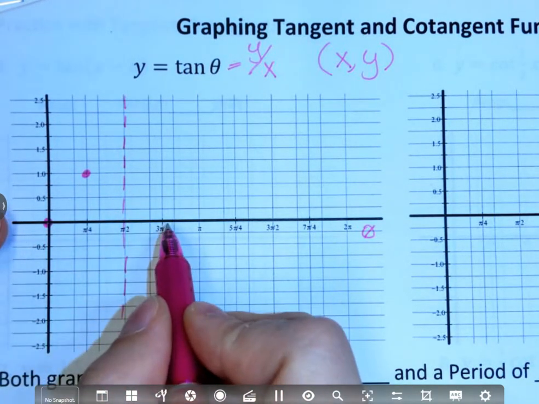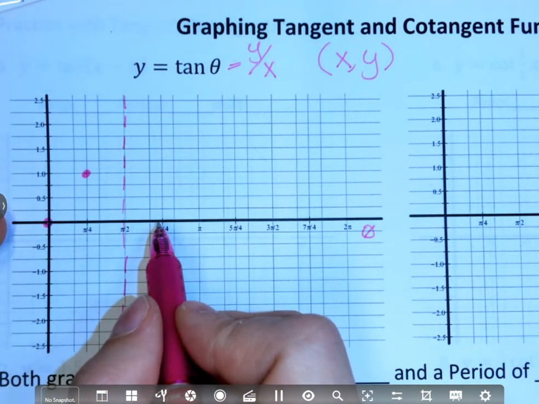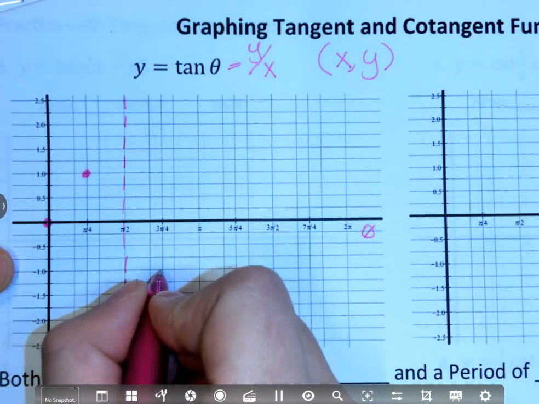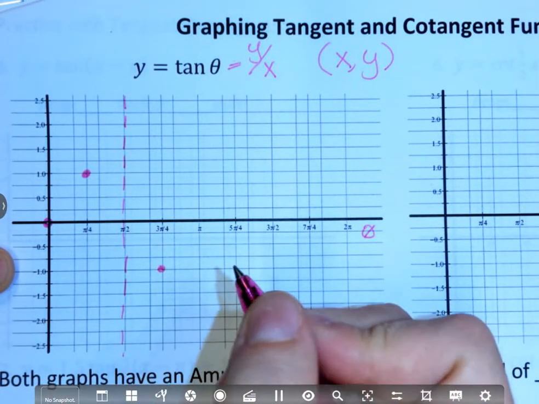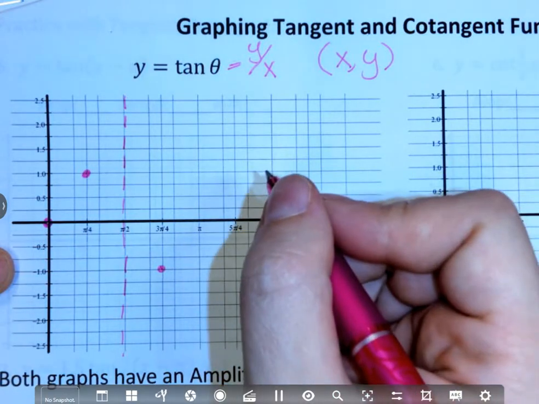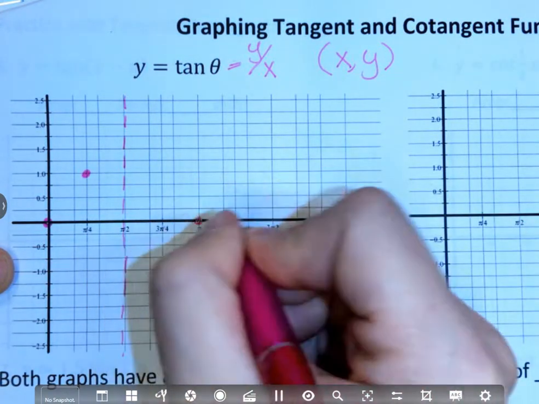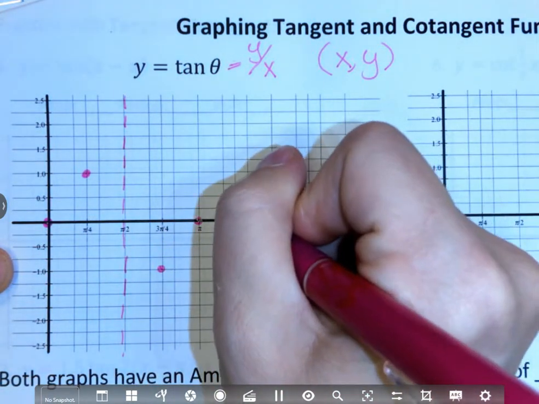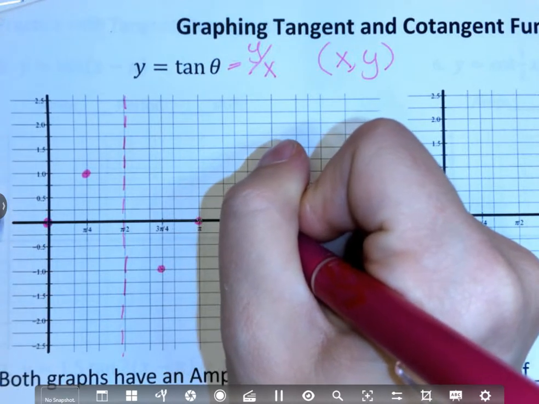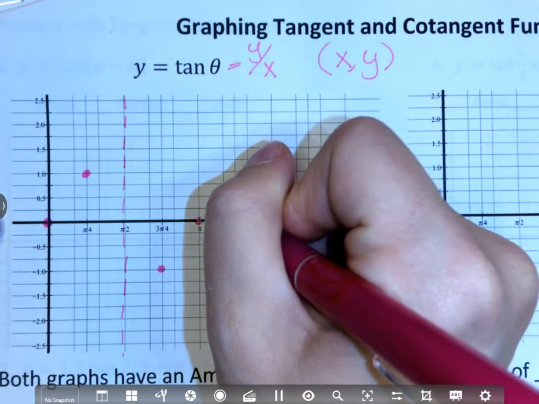What is the tangent of 3 pi over 4? -1. Tangent of pi? Someone remembers his rules from last year. What is the tangent of 5 pi over 4?